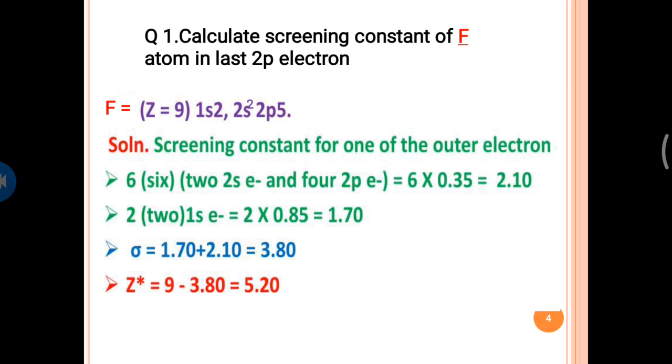So the effective nuclear charge Z star is equal to Z minus sigma. Sigma is 3.80 and Z is 9, the atomic number of fluorine. 9 minus 3.80 is equal to 5.20. This is the effective nuclear charge of the fluorine atom. Okay, so this is an example of calculation of the screening constant only. Sigma is the screening constant, and the fluorine screening constant is 3.80.